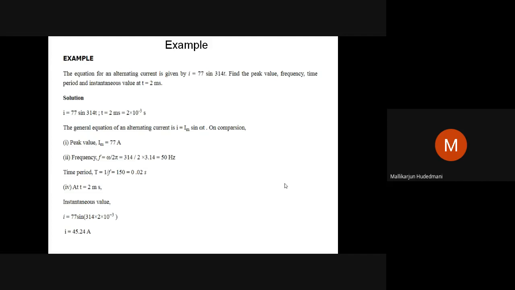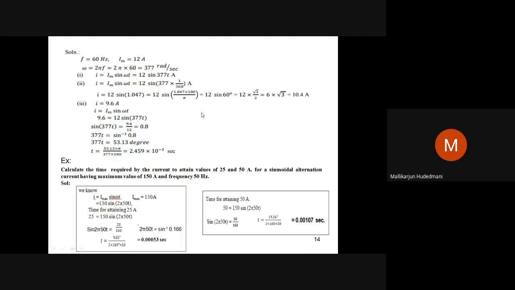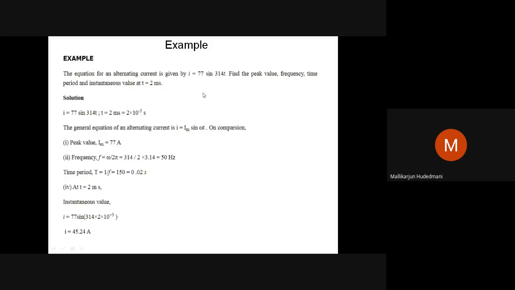Okay, this was another example we began in the earlier interaction. When a current of the form 77 sine 314t is given, find its peak value, frequency, and the value at t equal to 2 milliseconds. In this, if I ask you what is the RMS value or the average value, you will be able to get it, because we know the RMS value of a sinusoidally varying quantity depends only on its peak value.